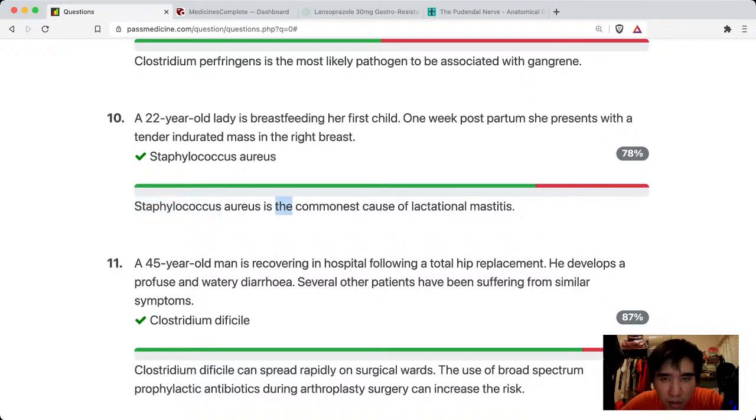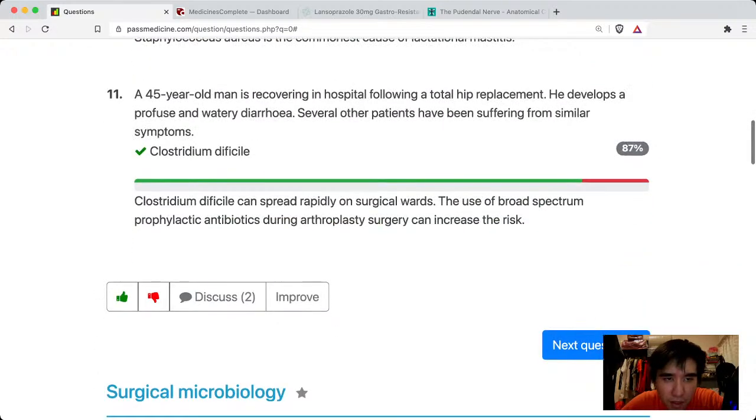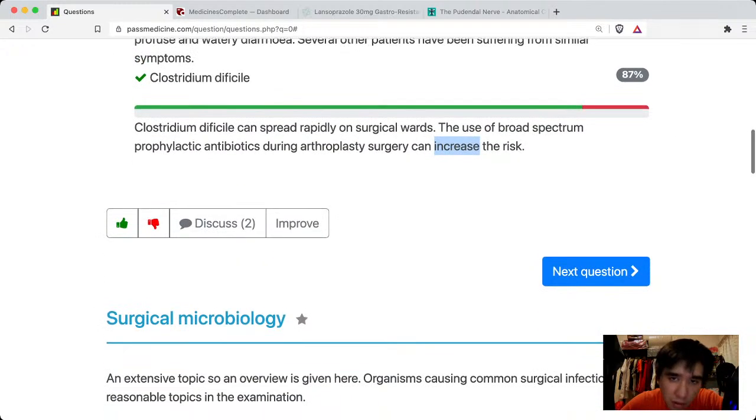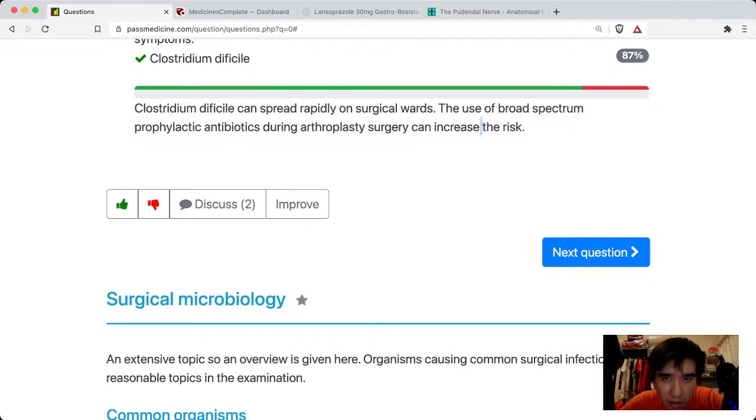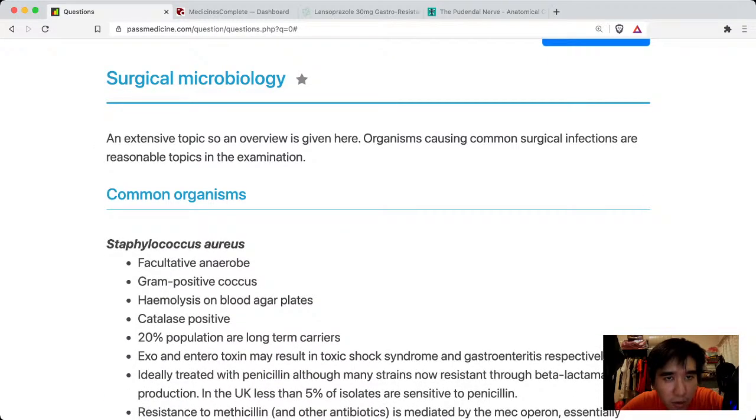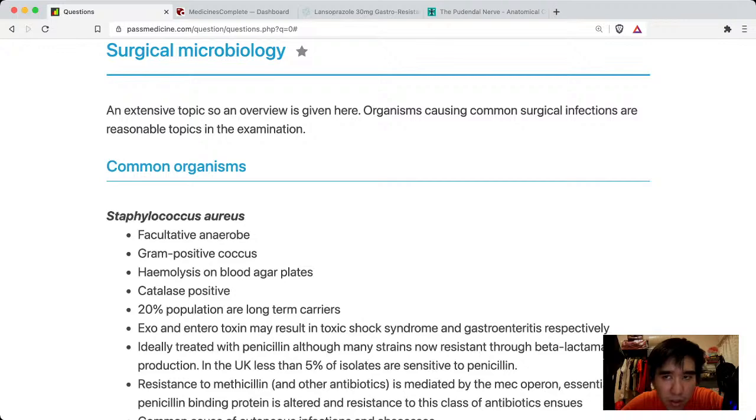Okay. Clostridium perfringens is the most likely pathogen to be associated with gas gangrene. Staphylococcus aureus is a common cause of lactational mastitis. Clostridium difficile can spread rapidly on surgical wards. The use of broad-spectrum prophylactic antibiotics during arthroplasty surgery can increase the risk. Yeah, something that's common because of the use of antibiotics is resistance to the normal antibiotics. Surgical microbiology is an extensive topic, so an overview is given here. Organisms causing common surgical infections are reasonable topics in the examination.